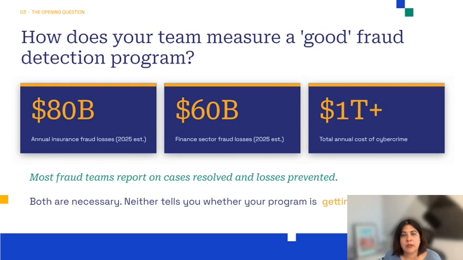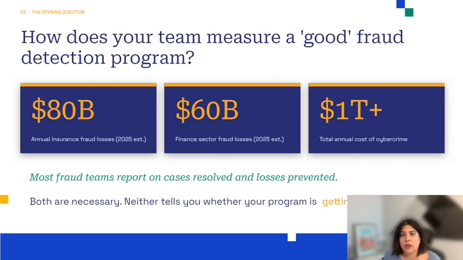I really want to start with a question. How does your team measure a good fraud detection program? When you think about it and when you present to leadership, what does good look like? Is it cases resolved? Is it losses prevented? Is it the fraud rate is down quarter over quarter? The numbers on the slide show the scale of what we're all really working against. 80 billion in insurance fraud, 60 billion in finance sector losses, over $1 trillion in total cybercrime cost annually. These are not niche problems, and they're unfortunately not going away.